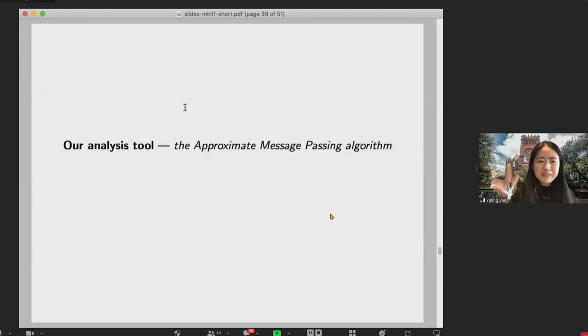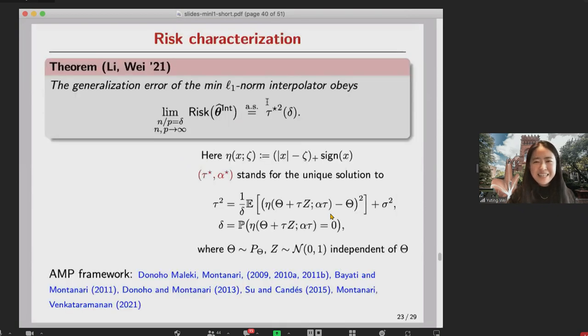However, to understand how this tau star varies with delta, we need to plug in these two-point priors so that the fixed-point solutions become easier to handle, and then we can analyze the derivative and second derivative of this fixed-point equation to study the trend of this risk.